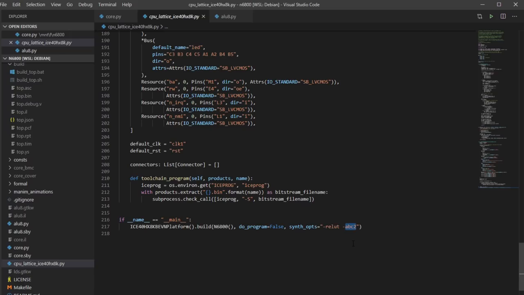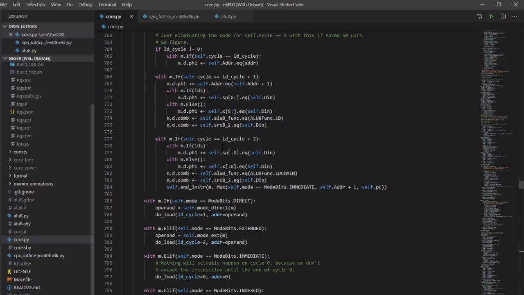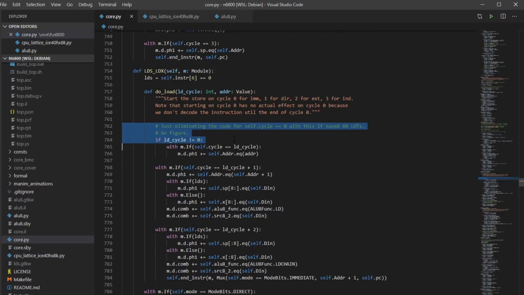So was it worth the amount of time? Well, it took a week, many, many hours just trying different things. Some optimizations which would seem to be a good idea resulted in increasing the number of LUTs by 200, which is insane. So I put some comments in the code about where I tried some optimizations. For example, here is a place where I made one optimization which actually saved 60 LUTs, just by eliminating this one statement which shouldn't actually ever be used or triggered. So that was weird.